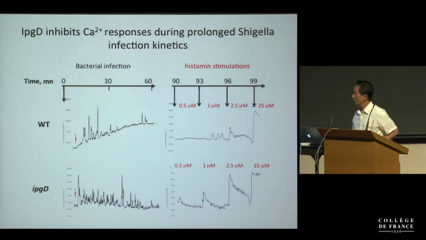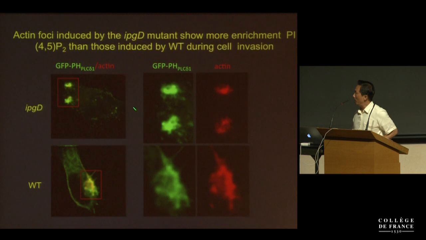In contrast, if one looks at IPGD mutant infected cells, one can clearly see responses that oscillate or are sharper. And if you stimulate cells with agonists, the cell is still able to induce a calcium response. So all this is consistent with the notion that IPGD acts as a calcium inhibitor or modulator of calcium response. It allows the bacteria to confine calcium signals at the site of invasion, and over prolonged kinetics, it would inhibit calcium response.